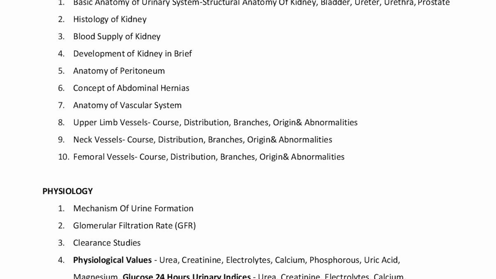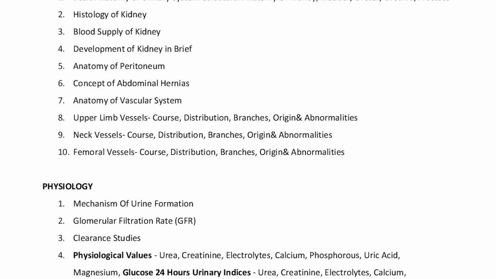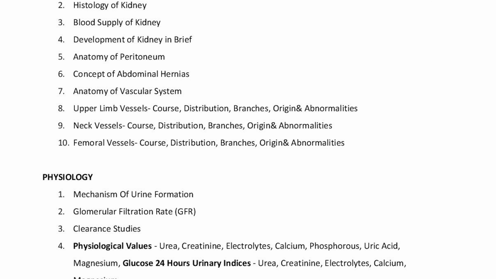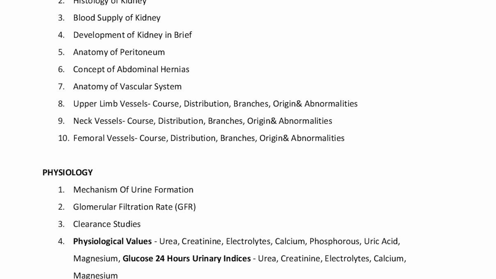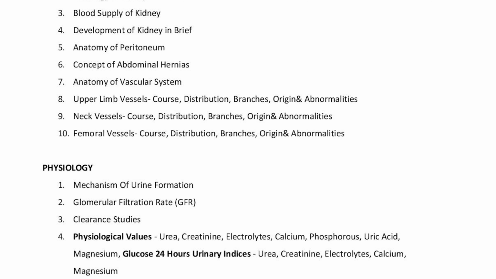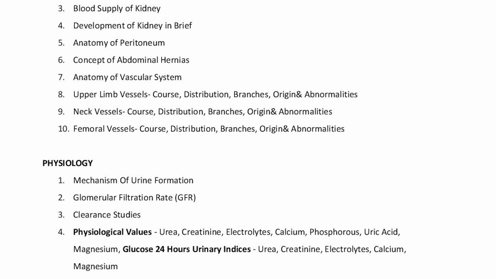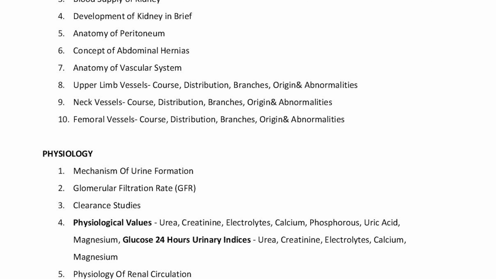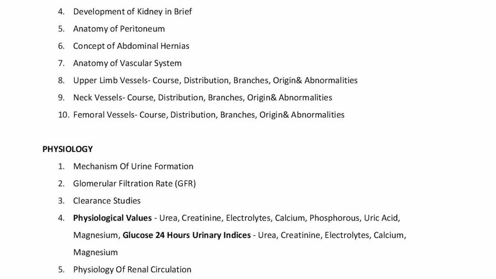7. Anatomy of vascular system. 8. Upper limb vessels, course, distribution, branches, origin and abnormality. 9. Neck vessels, origin and abnormality of course, distribution, branches. 10. Femoral vessels, course, distribution, branches, origin and abnormality.